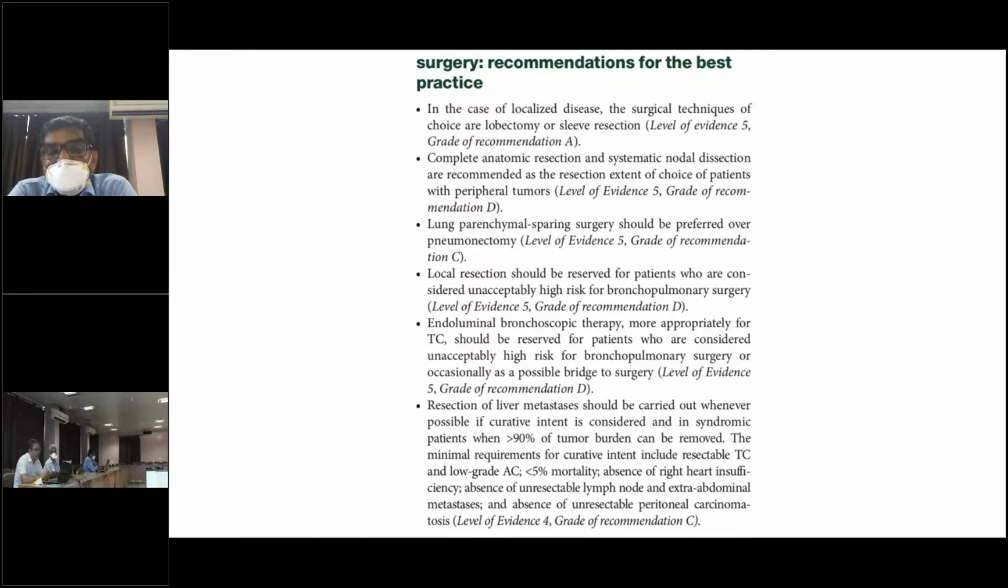But if it is in the main bronchus, then the sleeve resection of the bronchus with bronchoplastic technique should be used so that the lung is saved. And the other method we have already discussed for peripheral, it is better to go for lobectomy or a segmental resection. But when the function of the lung is not good, then local resection is also a preferred method.